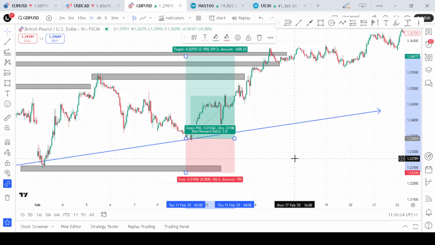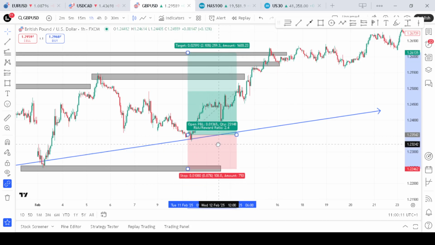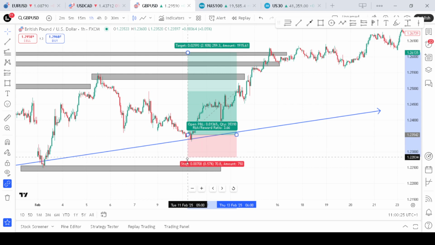Now let us avoid setting it too tight near a key resistance level. Assuming we want to take a trade here, let us avoid making our stop loss too tight, because the market can decide to go beyond the support or resistance level. So we need to always give our stop loss enough room to account for market noise.